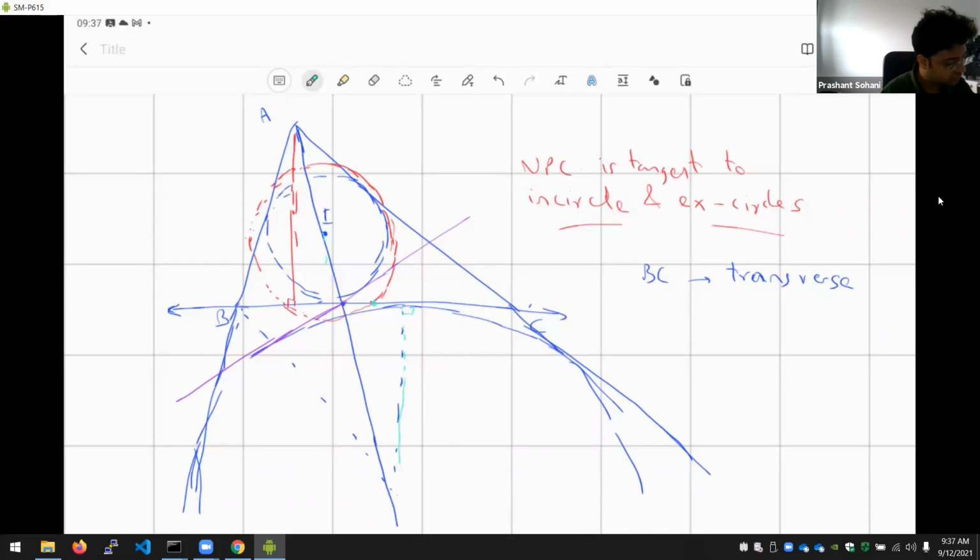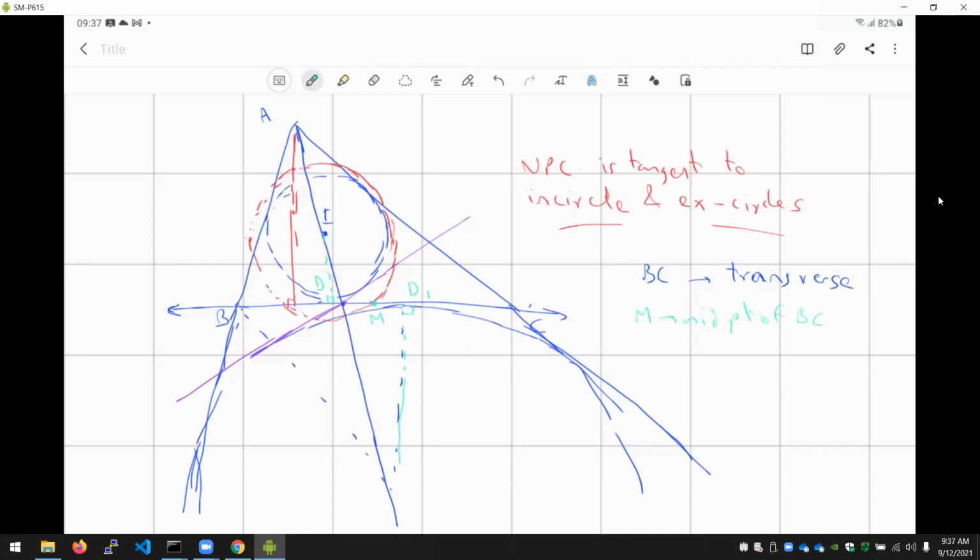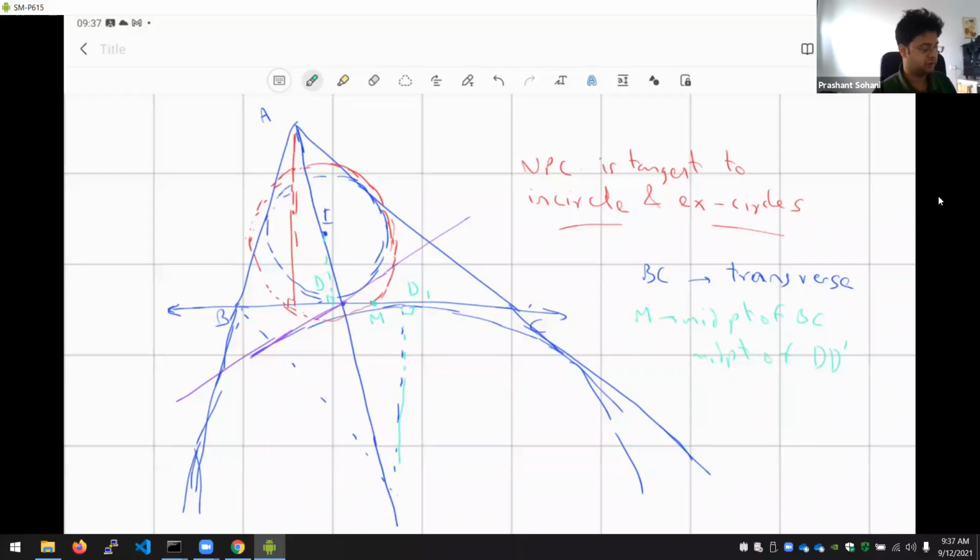By the way, do you know anything else about this? If I call the feet, or the points of tangency, D and D1, and this midpoint M, we know that M is the midpoint of BC, and it is the midpoint of DD1 also. This is known because basically BD and CD1 are both equal to s minus a.